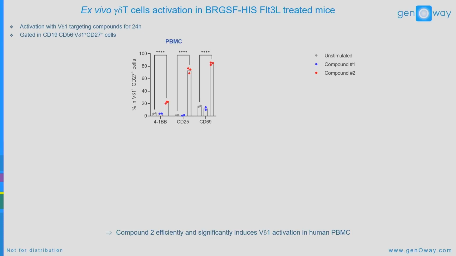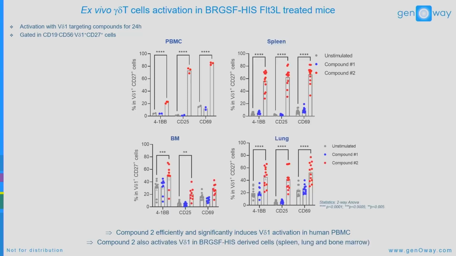What happens if we reproduce the same study with cells coming from the mice? As you can see here, using cells coming from the animals, we have the same activation pattern that is reproduced. So the gamma delta T cells, the delta 1 T cells that develop in these mice respond similarly to cells coming from healthy human donors.